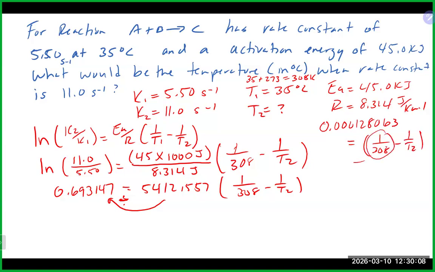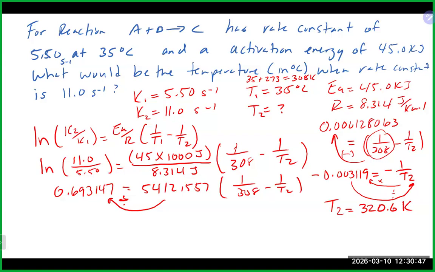We're going to subtract 1 divided by 308 from both sides. That gives us negative 0.003119 equals negative 1 over T2. We multiply T2 to that side and bring this back the other way and divide, basically. We end up with 1 divided by 0.003, and that gives us a T2 of about 320.6. This is in Kelvin.